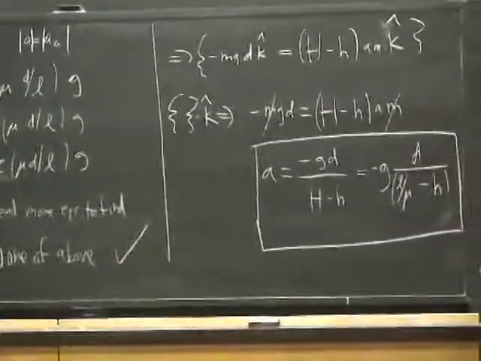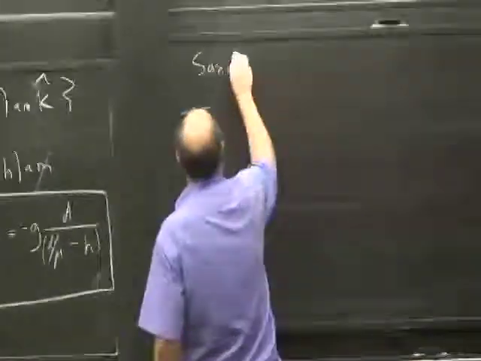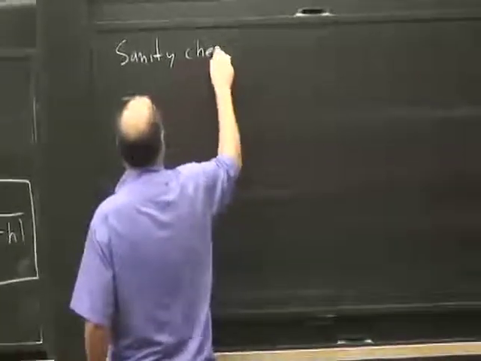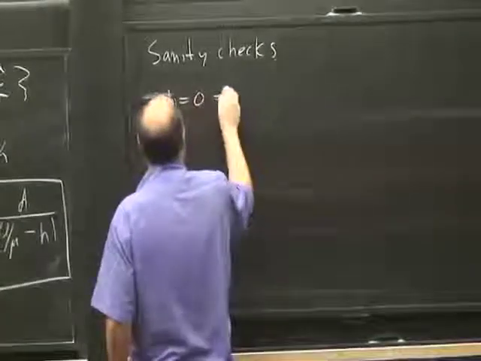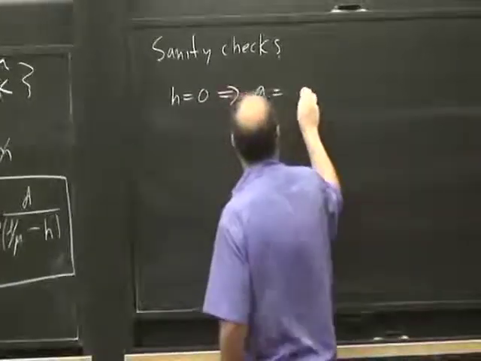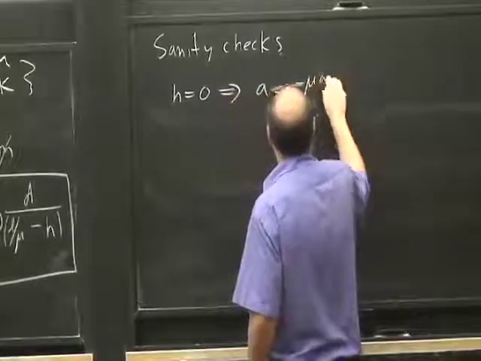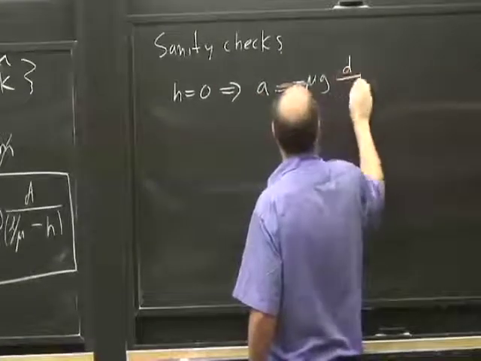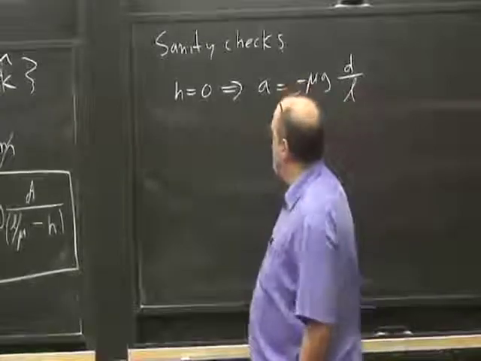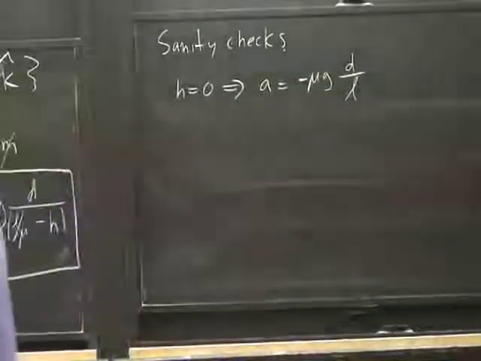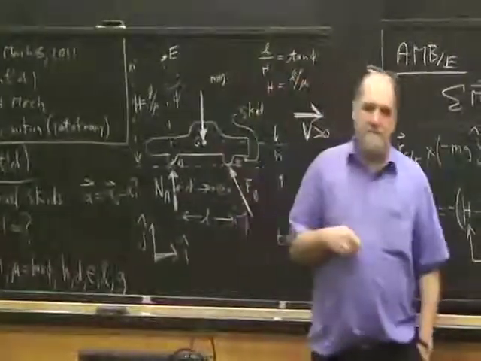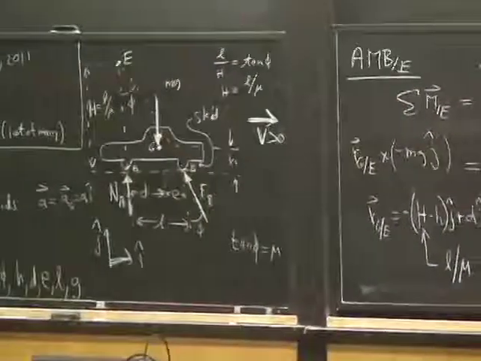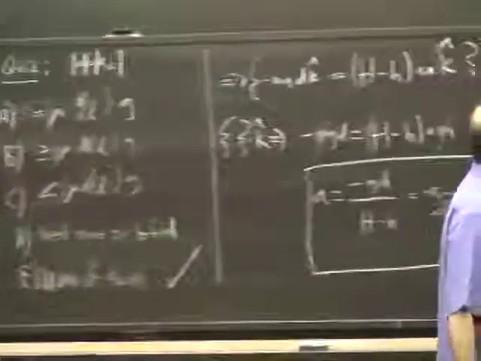Now, what are the other sanity checks we can put in? So let's put in sanity checks. If we put h equals 0, this gives us that the acceleration is equal to mu g times d over L, which is what we kind of expect. When the mass is on the ground, there's no need to redistribute the mass. We don't have any moment from this friction force to balance out. And so the static reasoning gives us the right distribution of the normal forces on the tires.